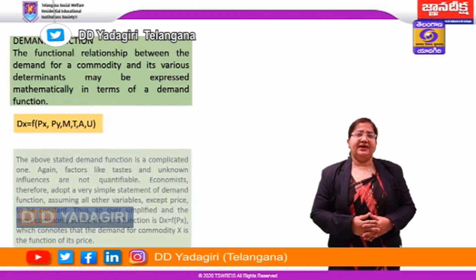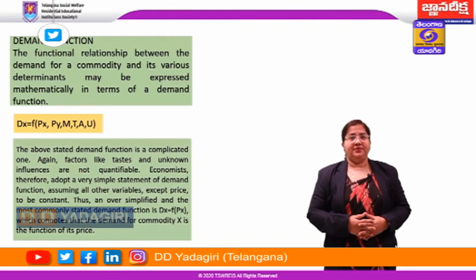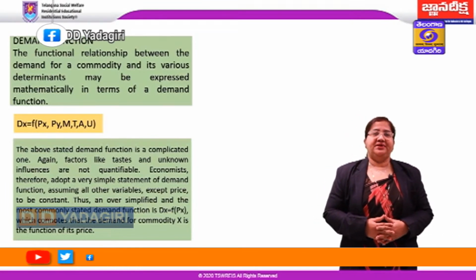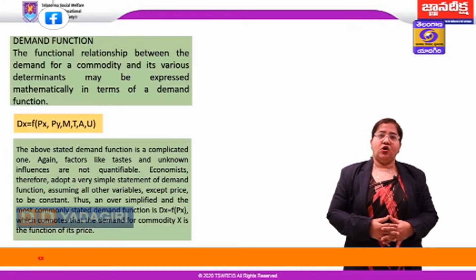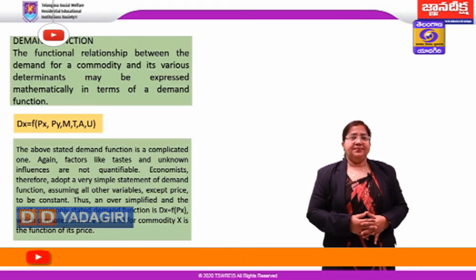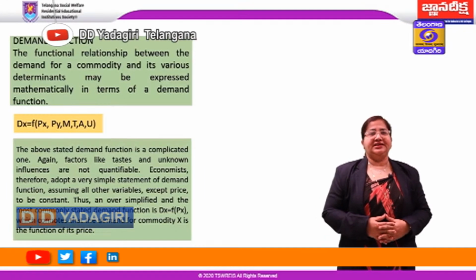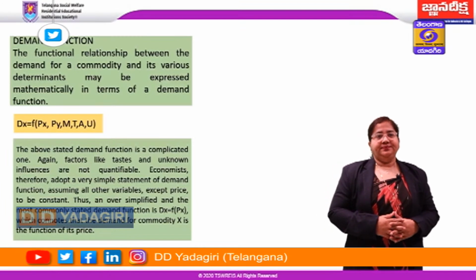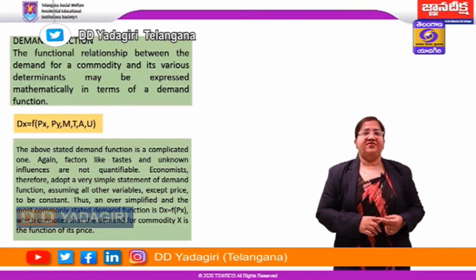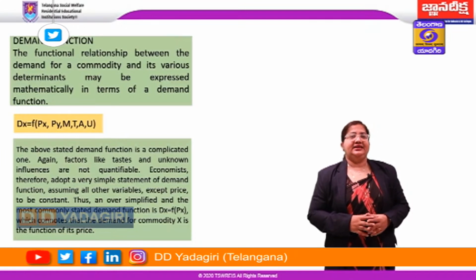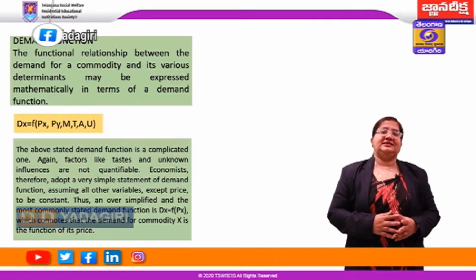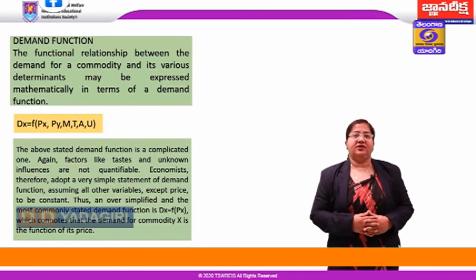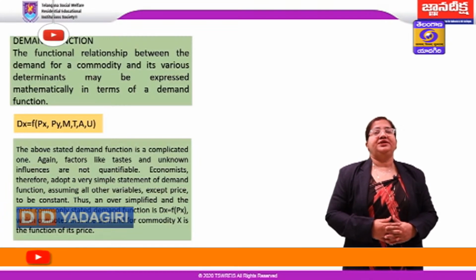Actually the above-stated demand function is a complicated one. Again, factors like taste and unknown variables are not quantifiable. We cannot measure them. That is the reason economists adopt a very simple statement of demand function, that is assuming all other determinants remain constant except price. Thus, an oversimplified and the most commonly stated demand function is Dx = f(Px), that is the price of the commodity. It connotes that the demand for the commodity X is a function of its price.